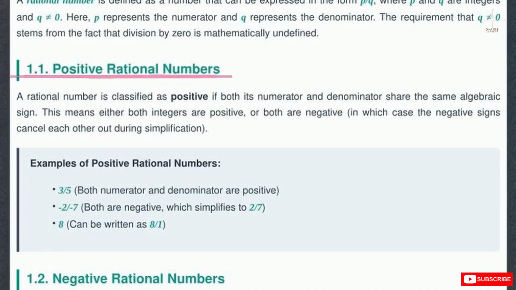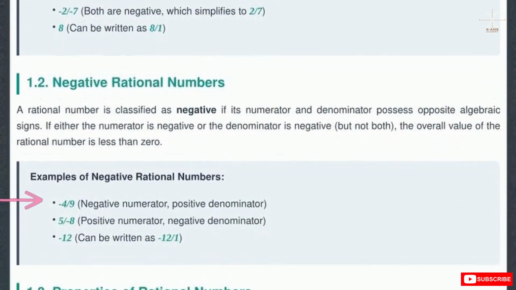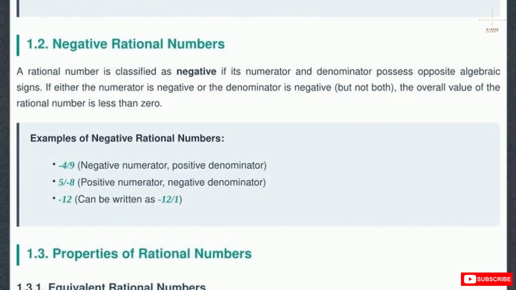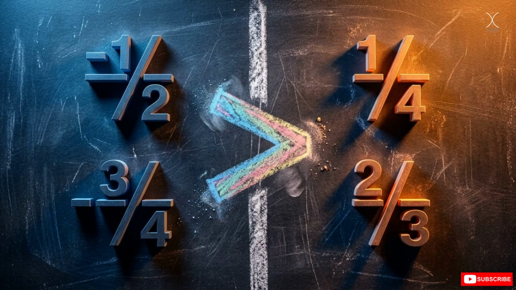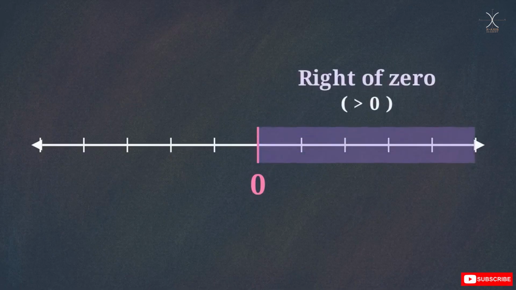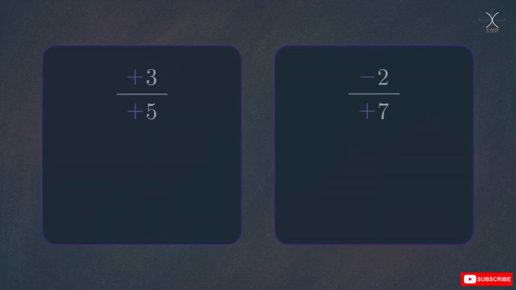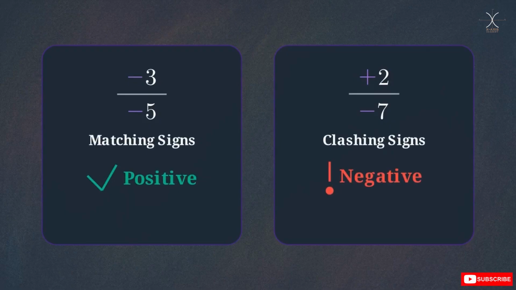A rational number is positive if the numerator and denominator share the same sign. Even if both are negative, like -2 over -7, they cancel out. But if the signs clash, when only the top or bottom is negative, the entire number becomes negative. This makes comparisons simple. Any positive rational number is always going to be larger than any negative rational number because it sits to the right of 0 on the number line. By checking whether those signs match or clash, you can immediately determine if a number represents a value above or below 0.